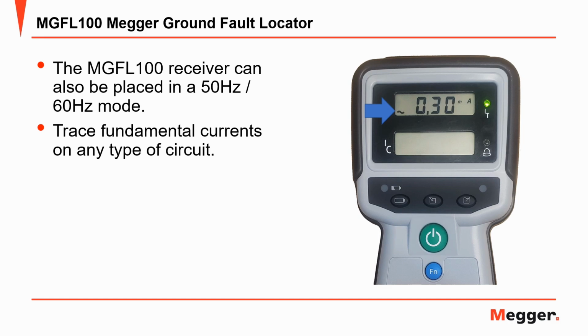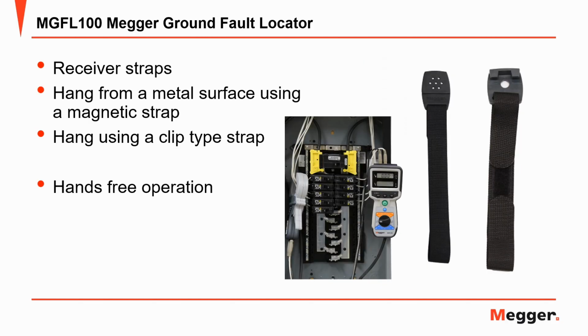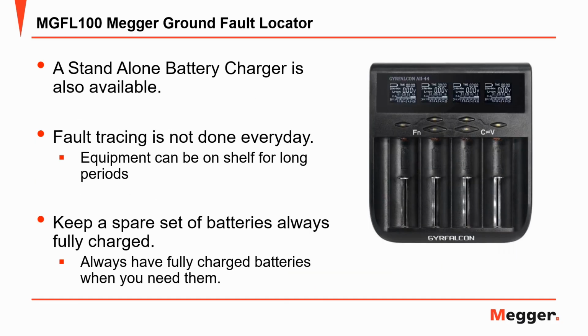The MGFL100's receiver can also be placed in a 50 or 60 Hz mode. In this mode, the receiver can be used to trace fundamental currents on any type of AC circuit. There are also straps available for the receiver. These allow the receiver to be hung from metal surfaces using magnets or hung using a clip. This allows for hands-free operation.